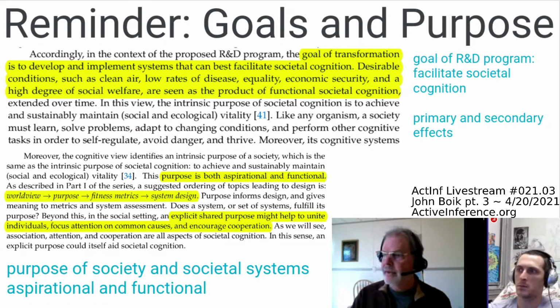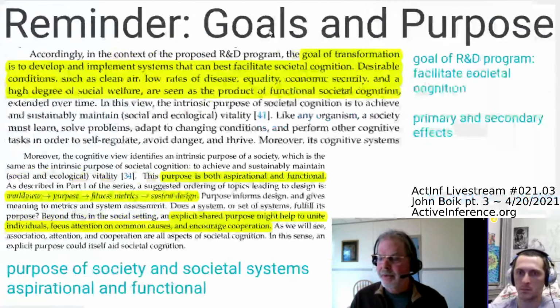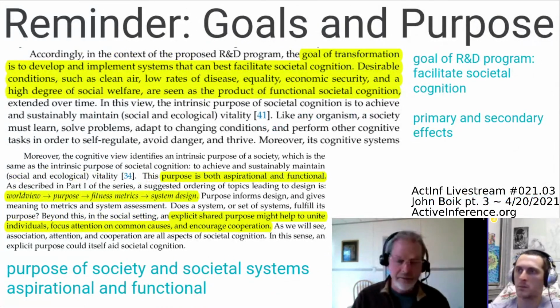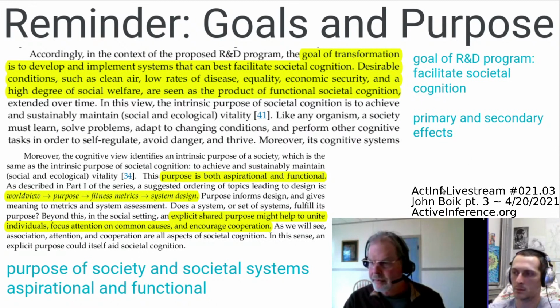That's a little bit on the goals of transformation and the goals of the program, and a little bit on the purpose of the program and the purpose of a new design. Right. I just want to say that the purpose of a design is both aspirational and functional. We've already talked about design as the last step in the process of worldview, leads to purpose, leads to fitness metrics, and then finally to some kind of system design.